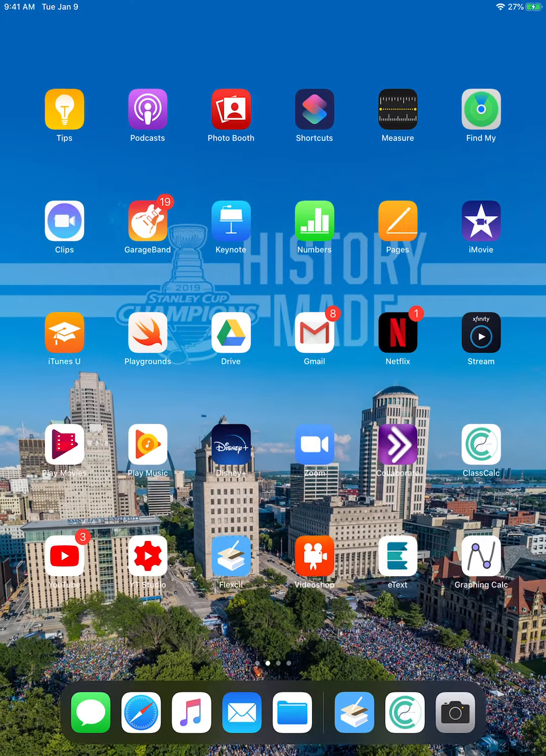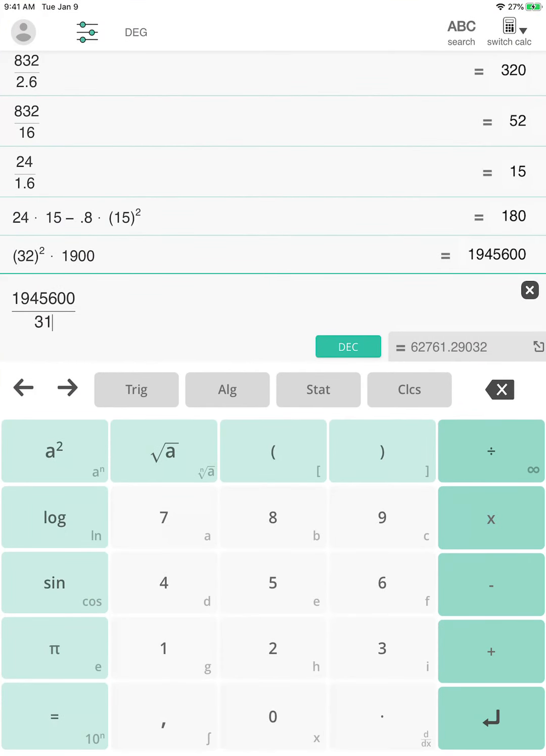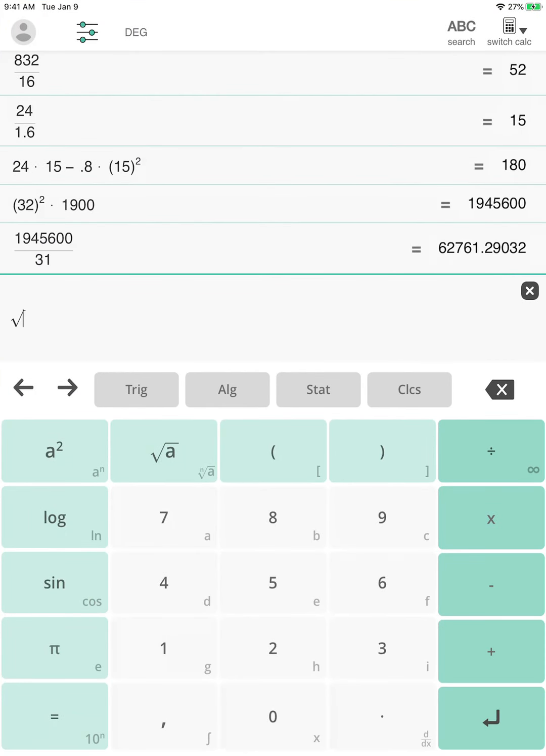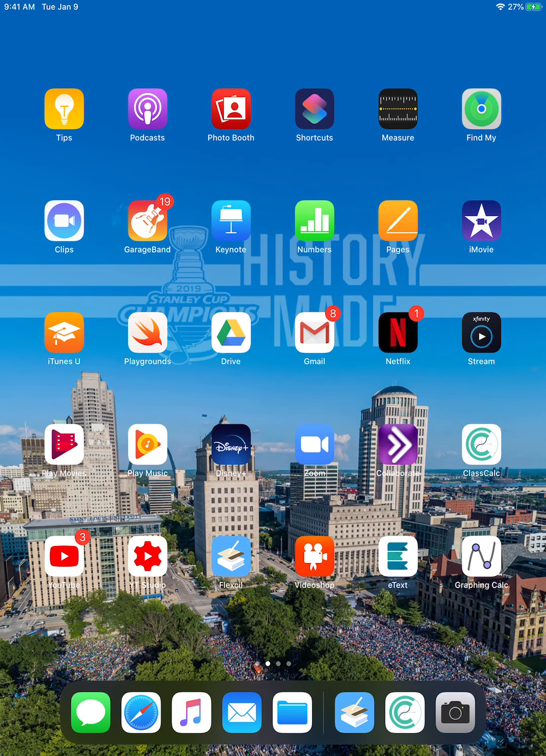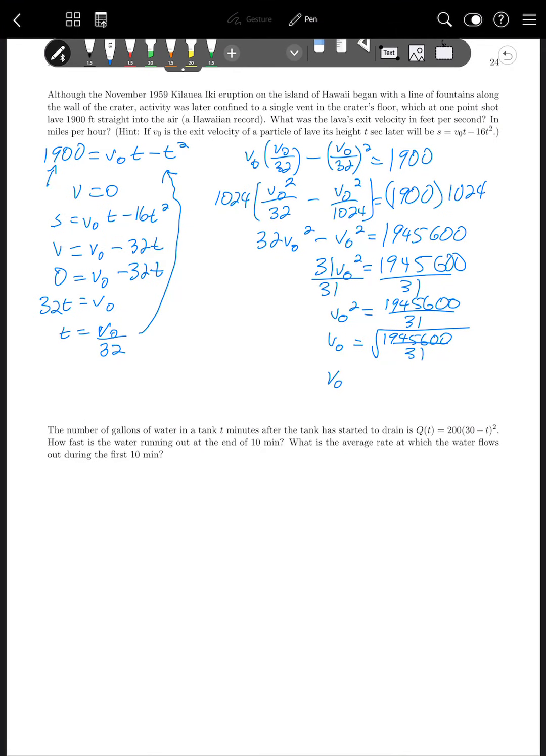Okay, so let's go ahead and put that in the calculator. So square root of this. And so we get 250.52. So the velocity is 250.52 feet per second, right? Because that's the units we were in. We had 1,900 feet, and all this is in seconds. So the exit velocity was about 250 feet per second.